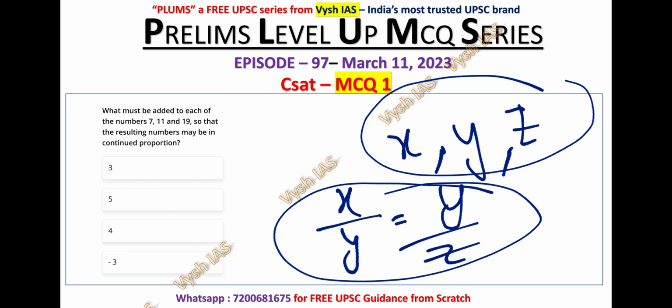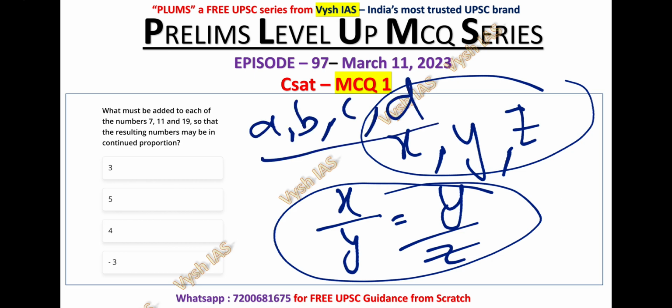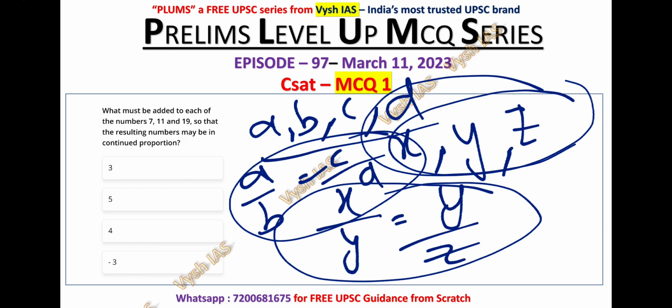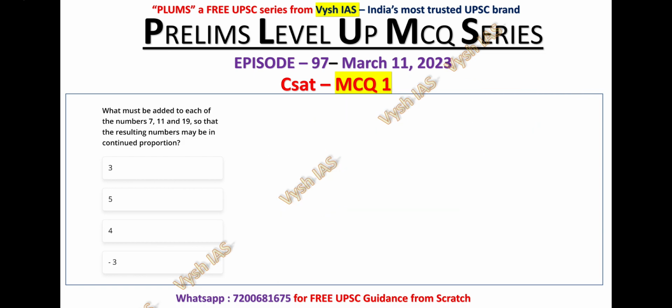For example, if A, B, C, D are in continued proportion, here there are 4 numbers, so we can write A by B is equal to C by D. But as there are only 3 numbers, x by y is equal to y by z. This will be the continued proportion. It means that 7 plus some number by 11 plus some number is equal to 11 plus some number by 19 plus some number. The same number is added in each case, as given in the question.